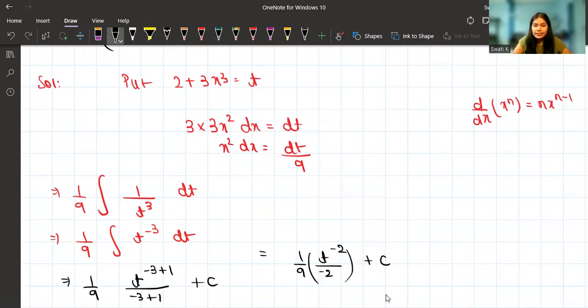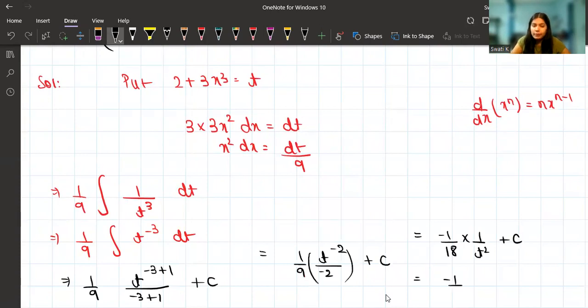And this is nothing but minus 1 upon 18, because 9 times minus 2 is minus 18, which is the same as minus 1 upon 18. T raised to minus 2, I can also write as 1 upon t square, again using the property of exponent, and then plus constant of integration.